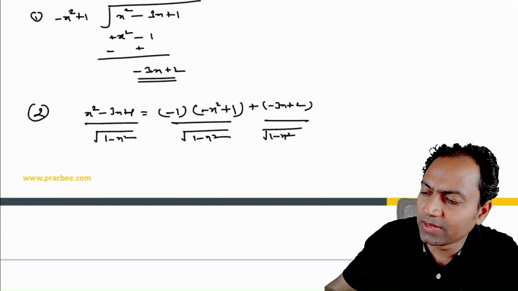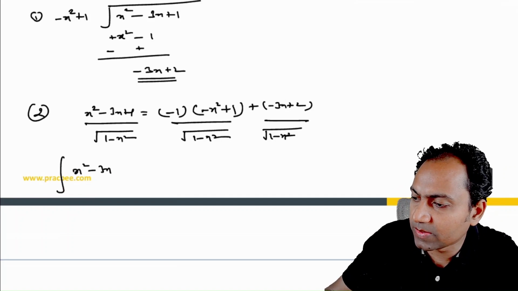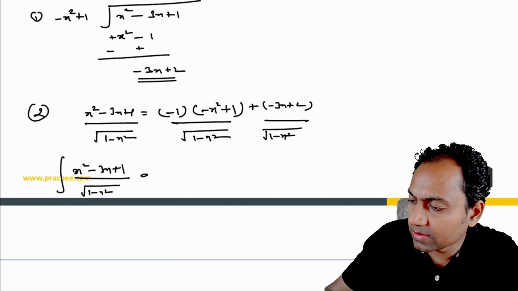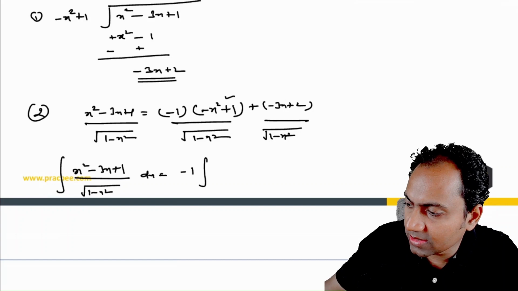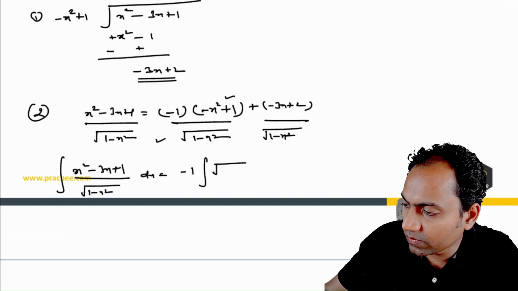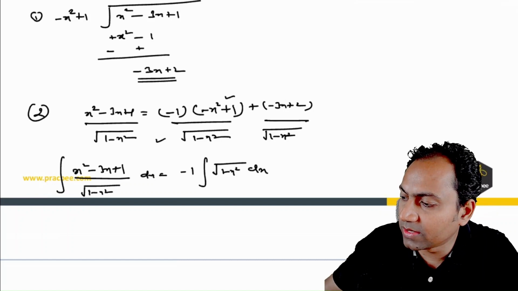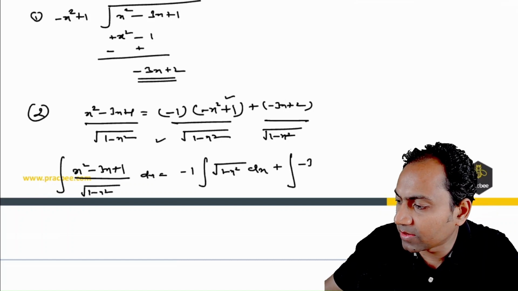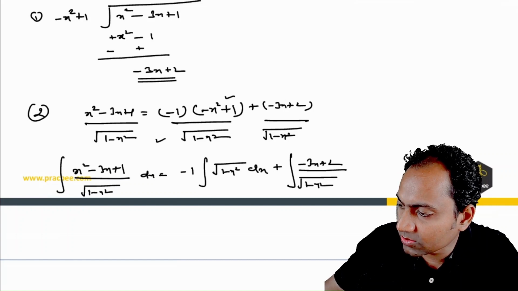So we get our integral, and now if I integrate, you can see that my integral is now split into 2 parts. The first part is nothing but, if I take this minus common, this and this will get divided and will become root of 1 minus x square dx. This is my first integral. And the second part of the integral can be written as nothing but minus 3x plus 2 by root of 1 minus x square dx.